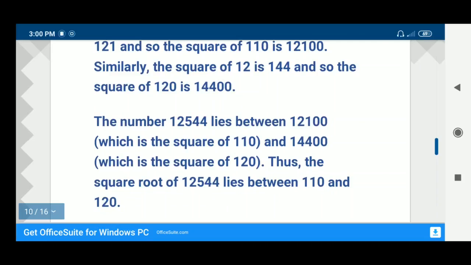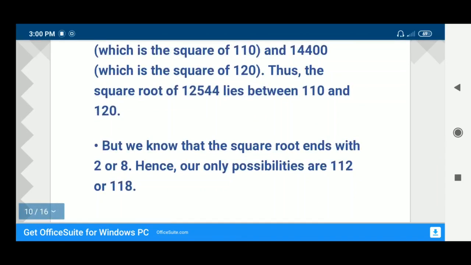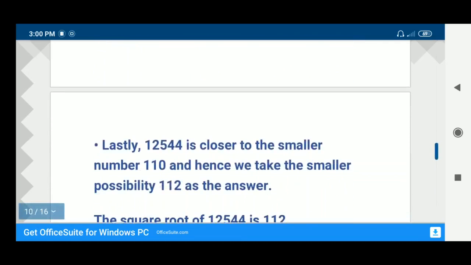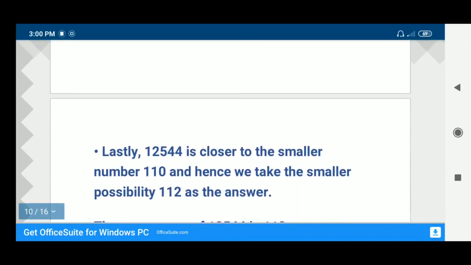The number 12544 lies between 12100, which is the square of 110, and 14400, which is the square of 120. Thus, the square root of 12544 lies between 110 and 120. But we know that the square root ends with 2 or 8. Hence, our only possibilities are 112 or 118. Lastly, 12544 is closer to 12100, the square of the smaller number 110, and hence we take the smaller possibility 112 as the answer.